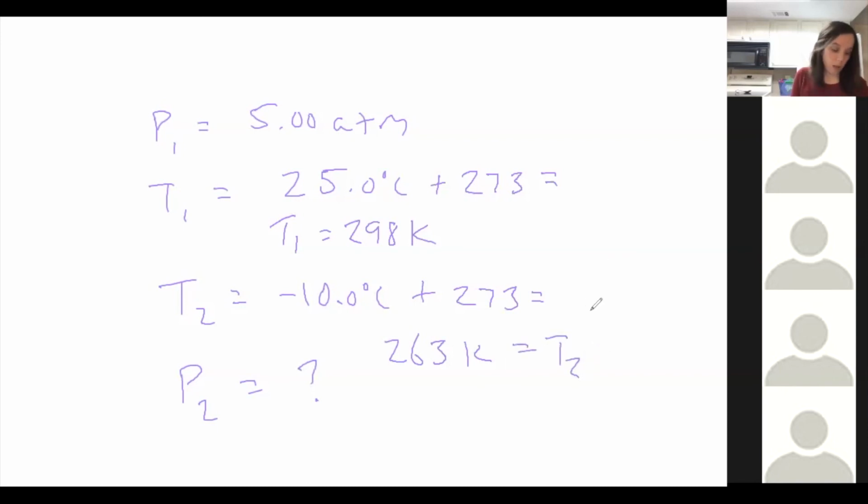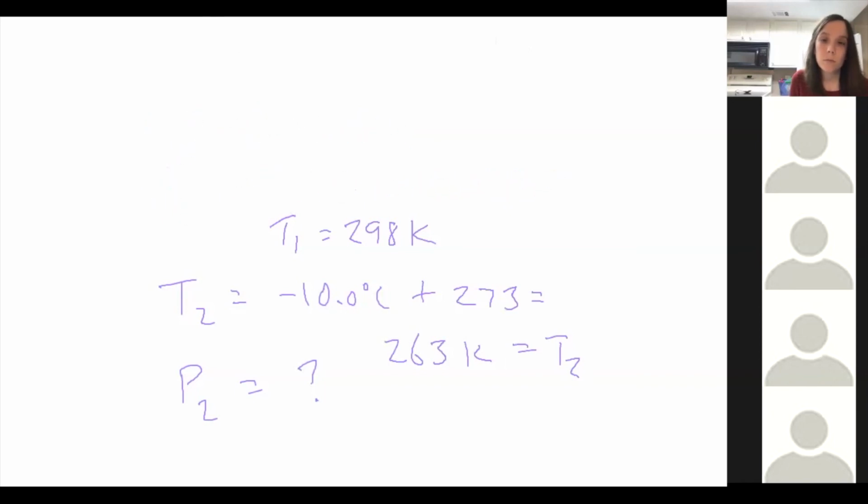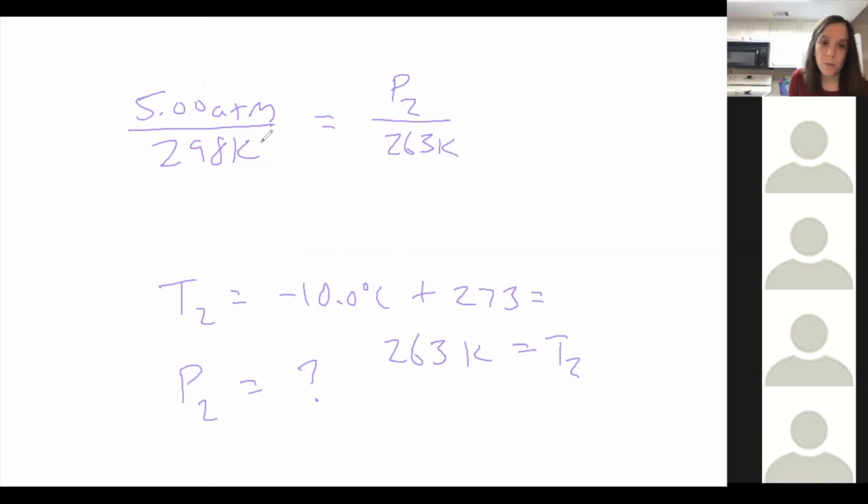And now at this point, we can solve the equation. So it's P1 over T1 equals P2 over T2. Okay, so P1 is 5 atmospheres. T1, 298 Kelvin. P2 is the unknown. T2, 263 Kelvin. At this point, we can cross multiply. So we do 5 atmospheres times 263.